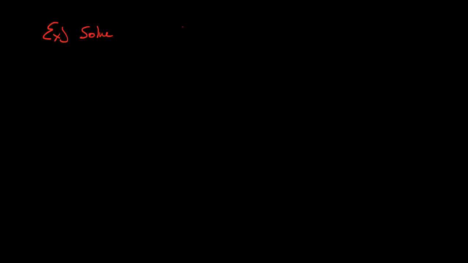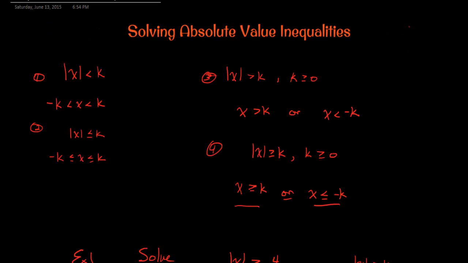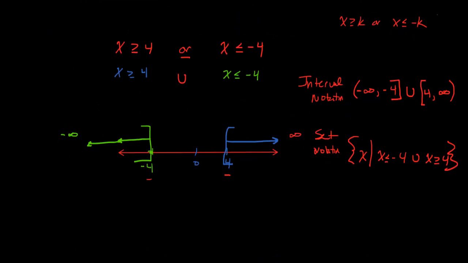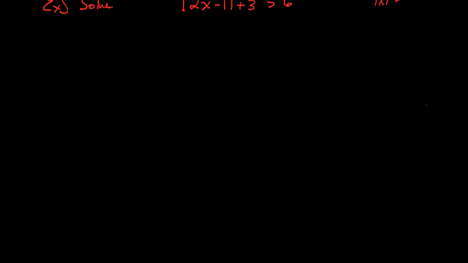So we're going to solve the absolute value of 2x minus 1, plus 3 is greater than 6. So the first thing that I'm going to do is isolate the absolute value, because we only know the rule for the absolute value of some value x is greater than or equal to some constant k.